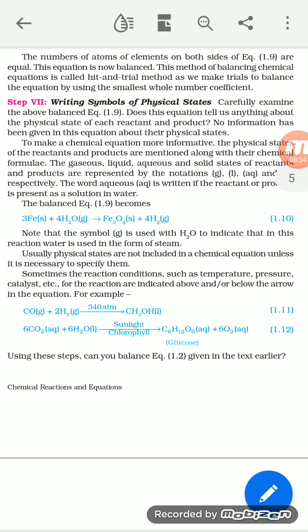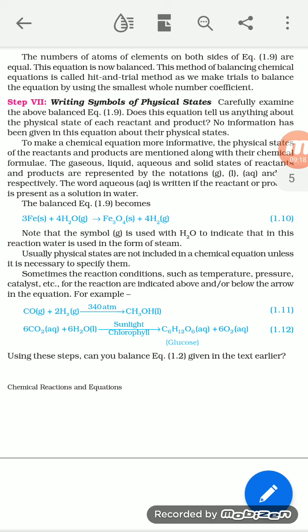Now look, iron is solid, 4H2O is gas, written in gaseous form, that means steam. Then Fe3O4 is solid, and H2 is hydrogen gas. Note that the symbol g is used with H2O to indicate that in this reaction water is used in the form of steam, not in the form of water. If it is in the form of water, then it will be l. Usually physical states are not included in a chemical equation unless it is necessary to specify them. If it is not necessary, we do not use these physical states.